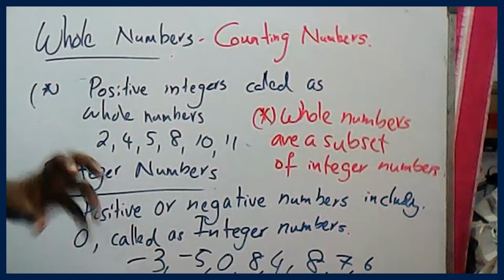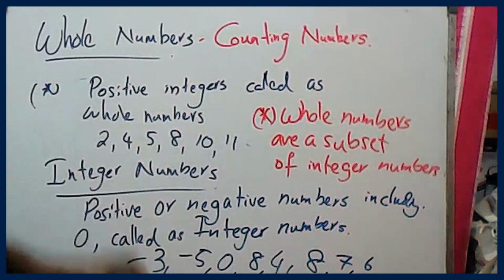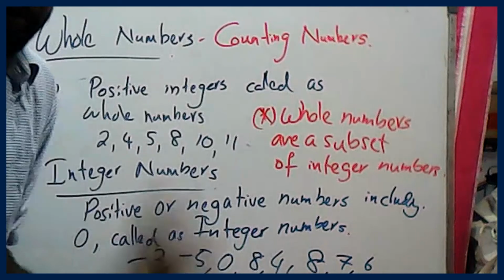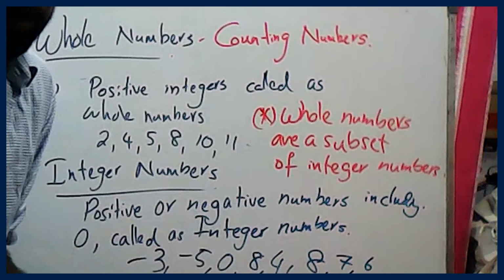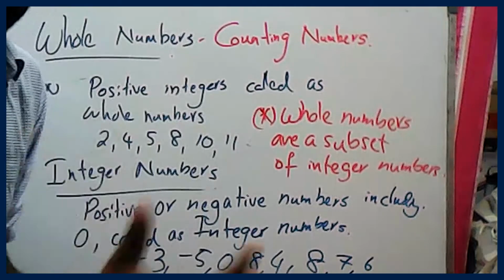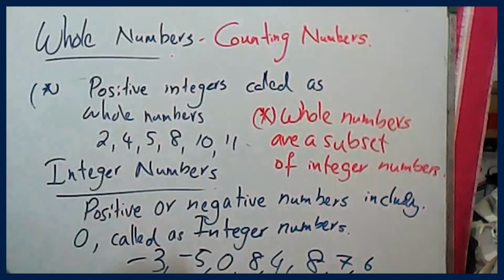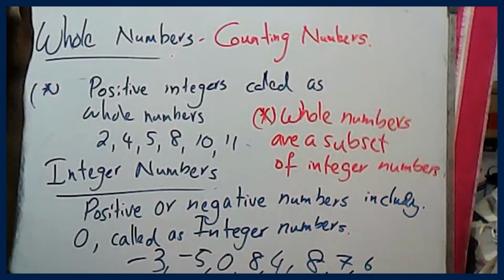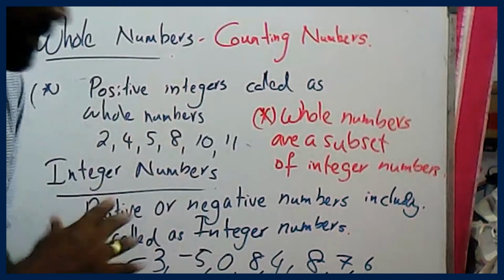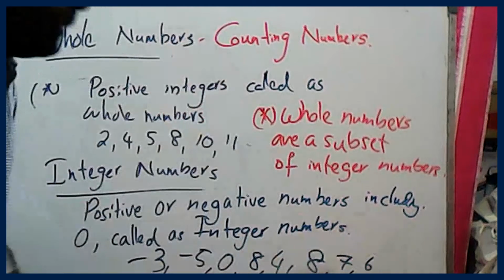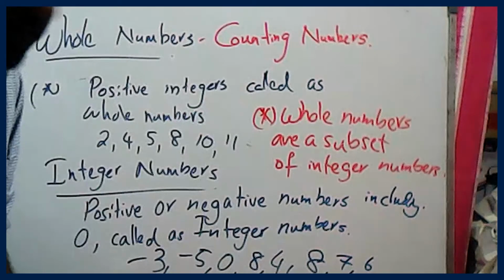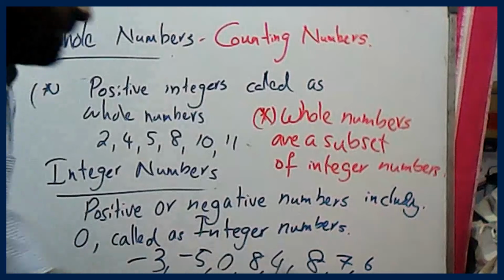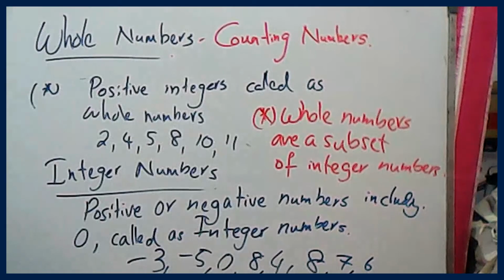Here we don't consider decimals, right? When you say integer, no decimals, but any negative value without decimals, any positive value without decimals, and 0.